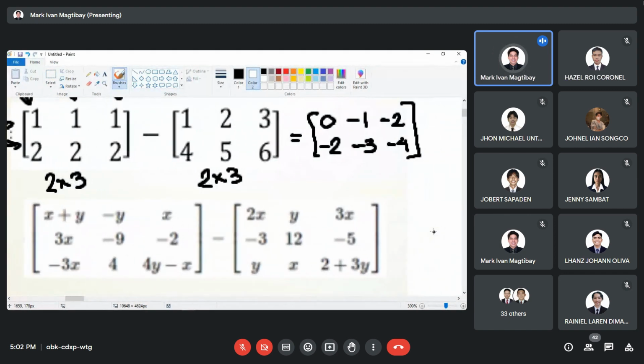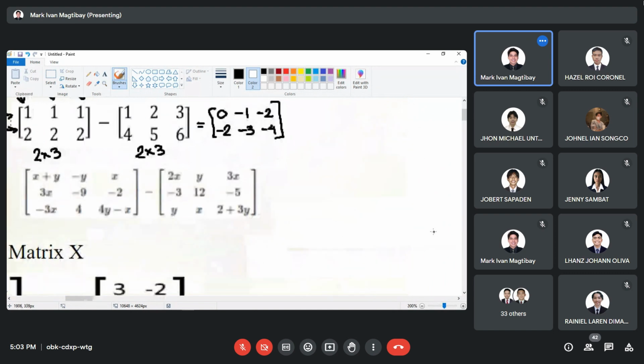So next po, let's go here. I just zoomed out. There, both are 3 by 3s po, and we need to solve this resulting matrix.